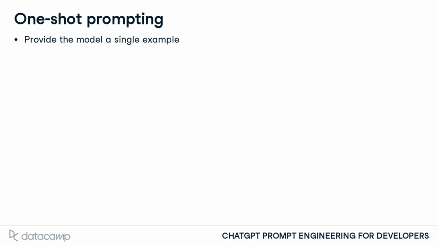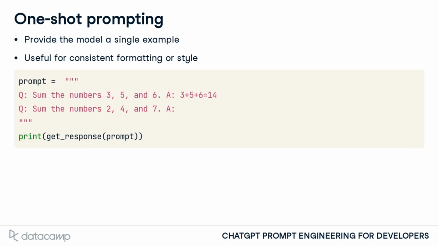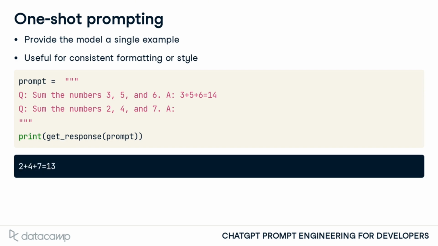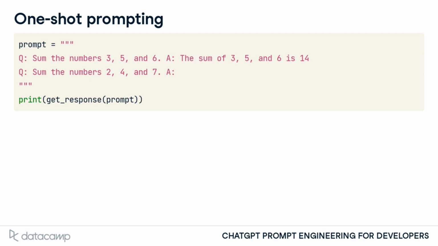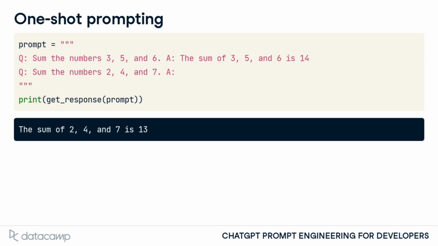In one-shot prompting, we provide one question-answer example, helping the model learn a specific format or style. This is useful for consistent outputs. For instance, to sum numbers in a specific format, we give an example like 3 plus 5 plus 6 equals 14, and the model will follow this style for new sums. We can use one-shot prompting to guide the model to structure the answer in a specific way. Let's use the same prompt and example, but with the output being a sentence like "the sum of 3, 5, and 6 is 14." The response to our second question now follows the same format.